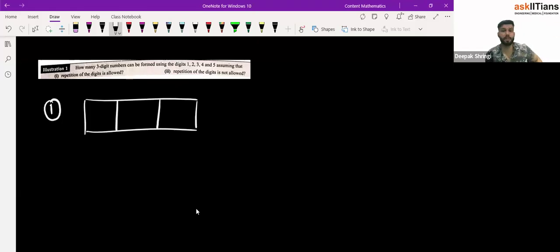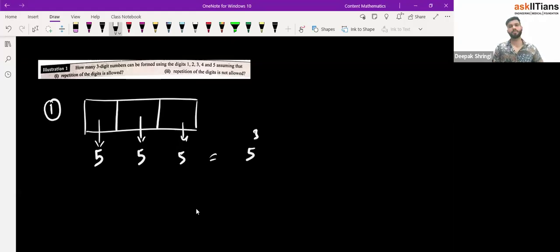He says the repetition of the digits is allowed, which means you can fill 1 or 2 or 3 or 4 or 5 as many times as you want to. Correct? Now, guys, how many ones we have? We have many number of ones. In the first box, guys, I can fill a 1 or a 2 or a 3 or a 4 or a 5. So to fill the first box, I have 5 ways, right? Correct? Similarly, to fill the second box, how many ways? I have 5. And then again, 5. So my answer is what, guys? Correct? Because the repetition is allowed.